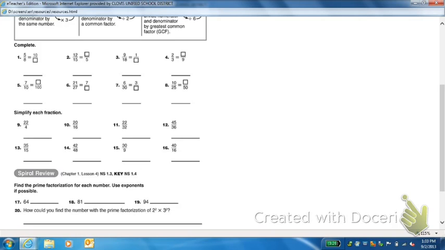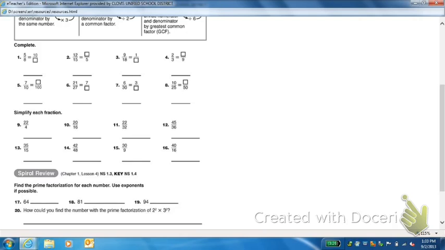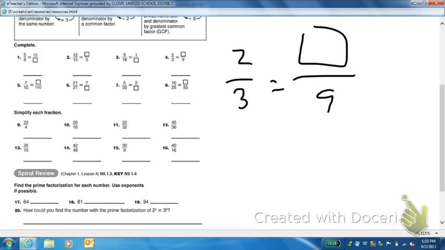Let's take a look at their homework. So for number 1, it says 5/8 equals 10 over blank. Well, in order to change that 5 into a 10, we had to multiply. And the way we did that was 5 times 2. So 8 times 2 is going to be 16. Number 4, 2/3 equals blank over 9. So we changed the 3 into a 9, so we have to multiply to make it bigger. 3 times 3 is 9, and 2 times 3 is 6.